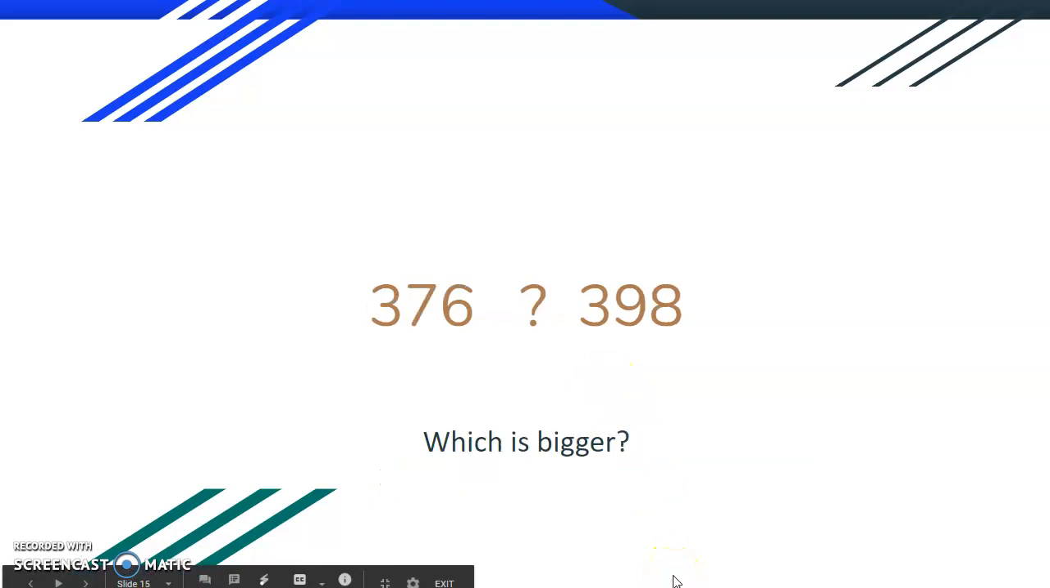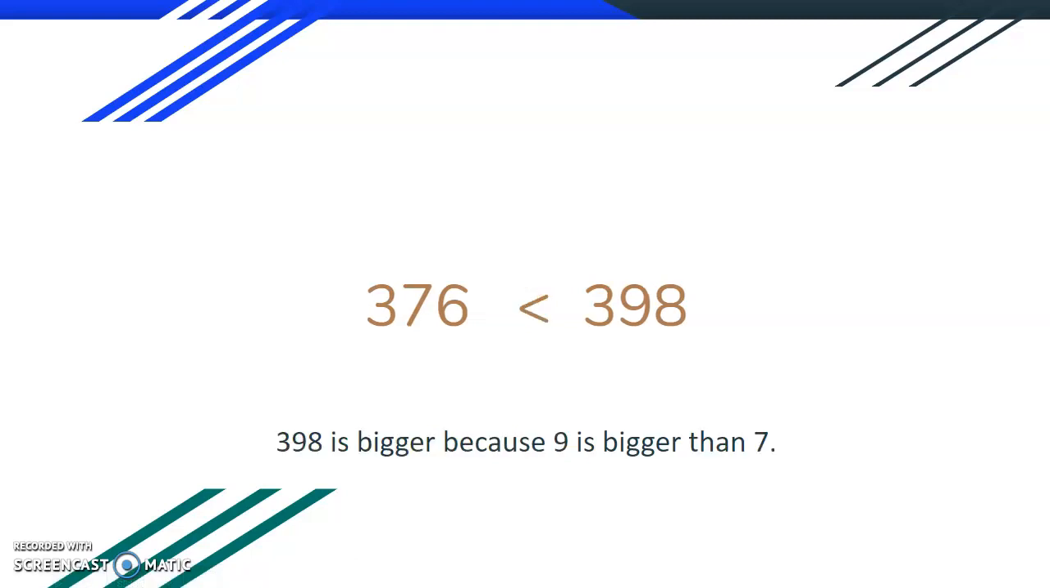Now in this one, we have 376 and 398. Again, our number in our hundreds place is exactly the same, so we have to look at our tens, which on this side is a 7, and on this side is a 9. So, pause the video, determine which one you think is bigger, and then unpause it to see the answer. So in this case, our symbol opens towards our 398 because 9 is bigger than 7. So 398 is bigger than 376.